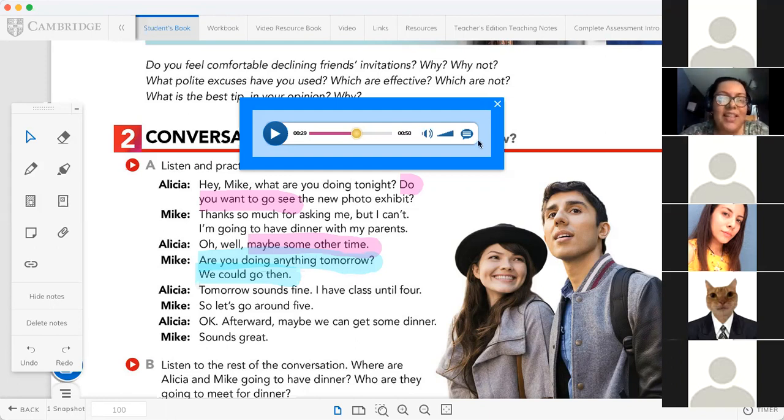All right. So I'm just going to repeat that tiny part. After the exhibit, do you want to go to the Korean house for dinner? Sure. I love their food. We can go around 7. Look, there's Garrett. Maybe he can join us. Yeah. Hey, Garrett. What are you doing tomorrow after class?